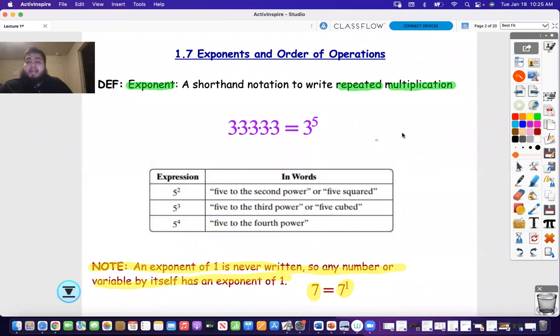So the 3, guys, is called the base. Let me switch up my color. So this 3 is called the base. And this 5 is known as the exponent or power.